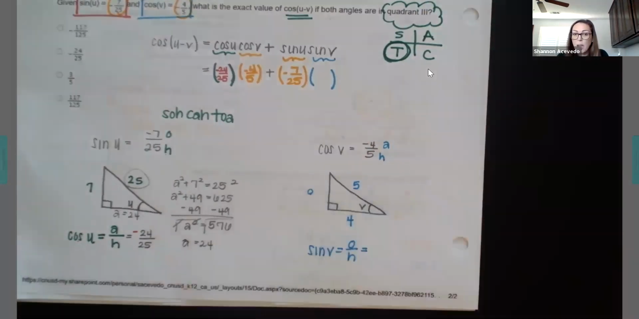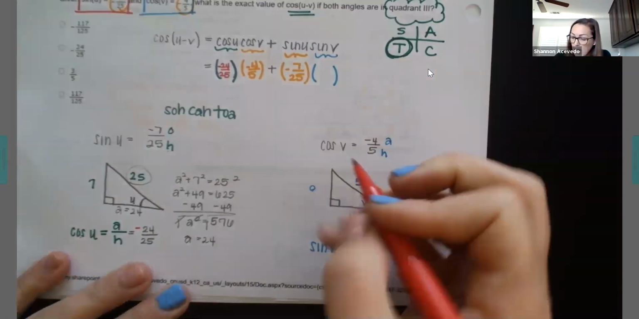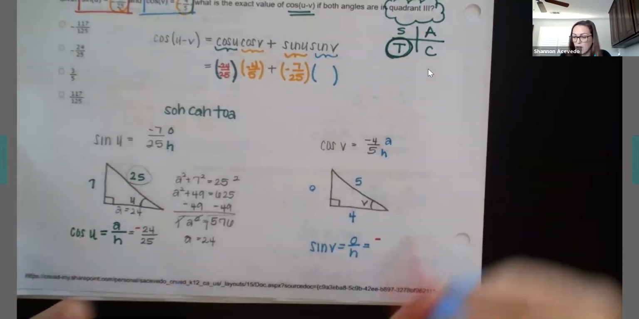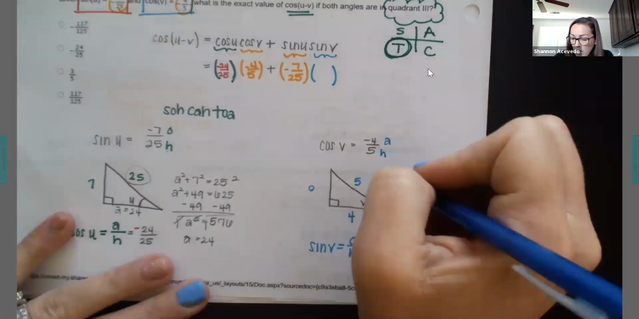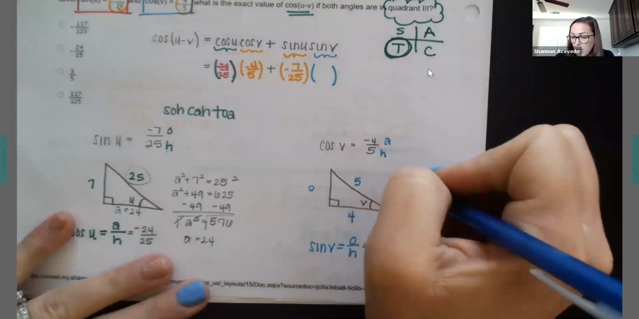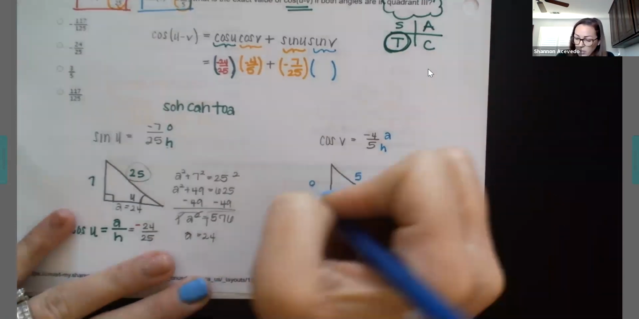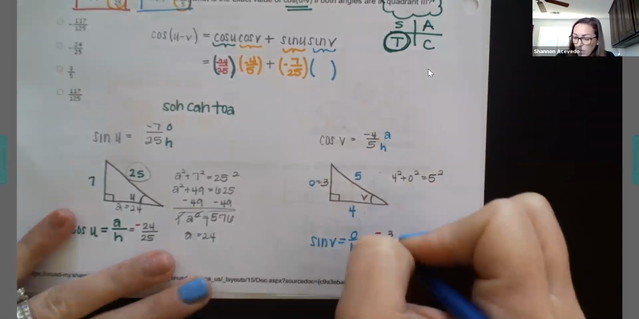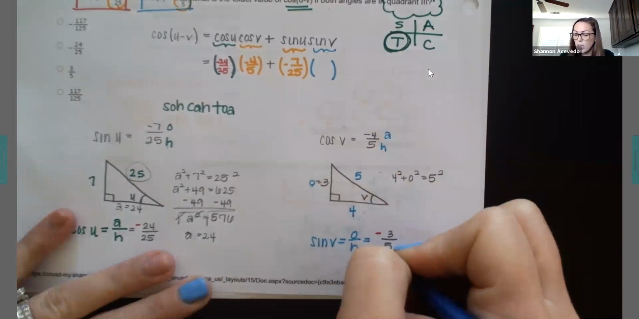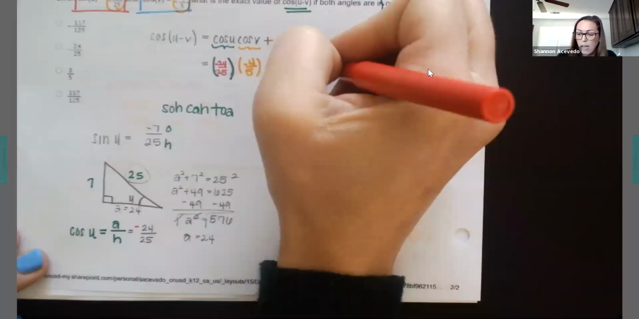And don't forget, I'm in quadrant 3. So tangent's positive, which means sine has to be negative. So I already know I have a negative value. Pythagorean theorem. 4 squared plus my opposite side squared is equal to 5 squared. A lot of you guys already know this is a 3, 4, 5 triangle, so I'm not going to spend the time solving that. You guys can do that. So it's negative 3 over 5. So the answer here for sine of v was negative 3 over 5.